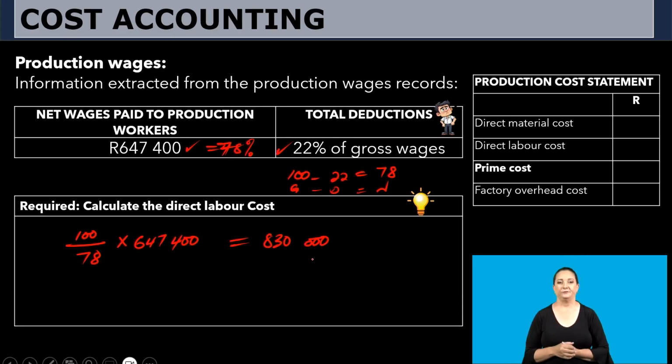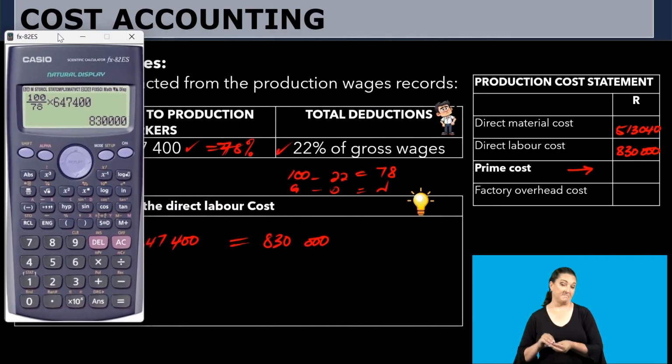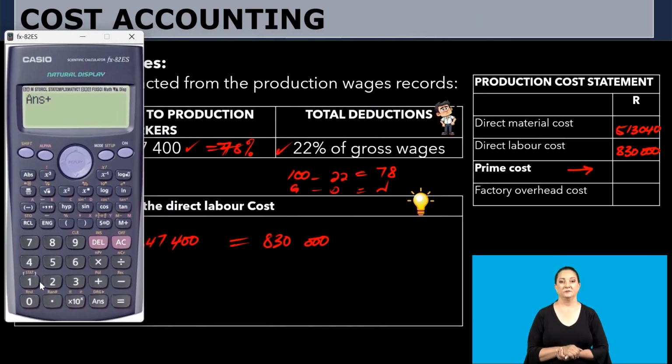Remember, we had our direct material cost, which was 513,040. We calculated that one. Now I have direct labor cost, which is 830,000. That will give me what I now call prime cost. How do I get prime cost? I'll say my 830,000 plus 513,040, and then I end up with 1,343,040. So I'll record that as my prime cost, 1,343,040.